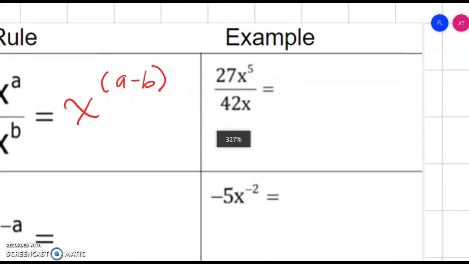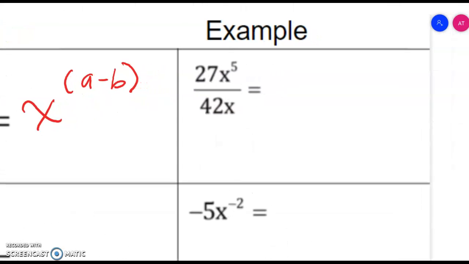So let's look at this example over here real quick. So I have 27 divided by 42. So these are going to get paired together because they're numbers, and these x's are going to get paired together when I'm dividing or canceling them out. So I know that 27 and 42 both go into 3, so I'm going to divide both the top and the bottom by 3 because I want the smallest fraction that I can get.